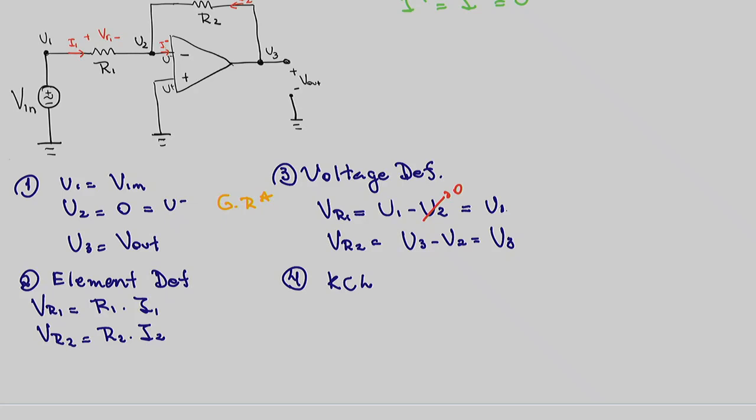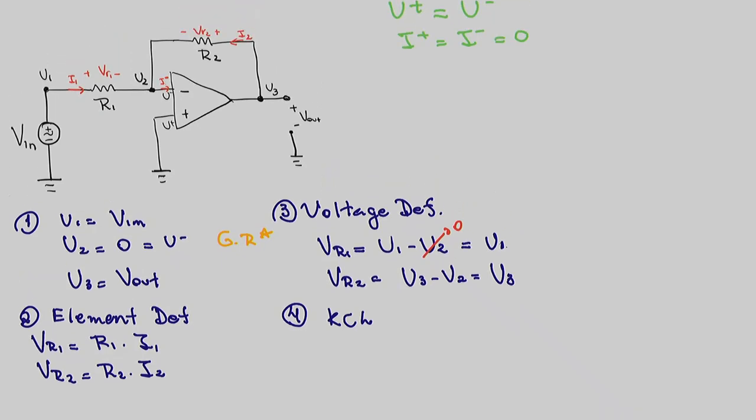Okay, KCL. So the question was, what is the node that matters for me to do KCL now? U2. Why? Because we want to figure out what's happening in the amplifier. So if you do KCL for U2, what does it say? Currents that are coming into the node are equal to the currents that are going out of the node. So in that case, what does your KCL equation look like?